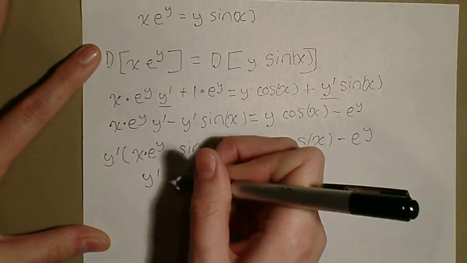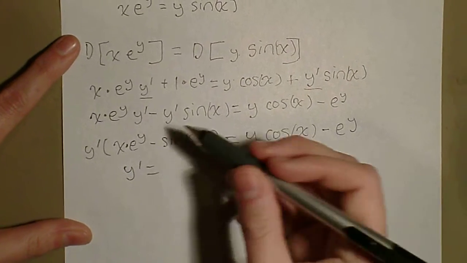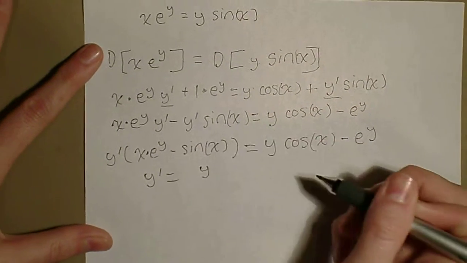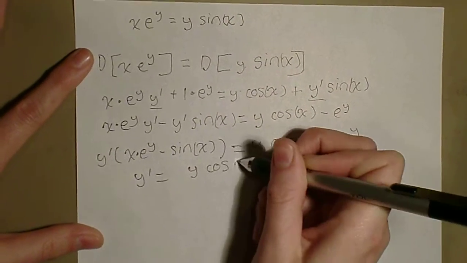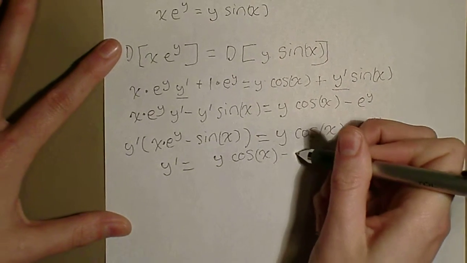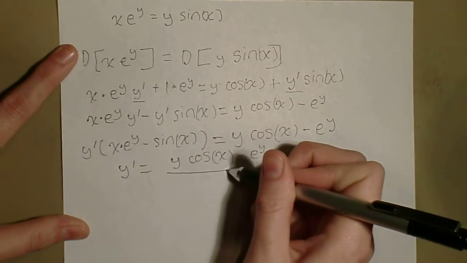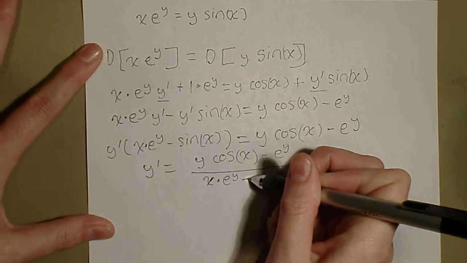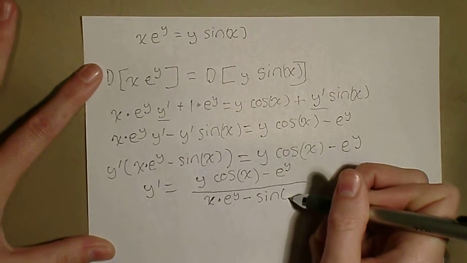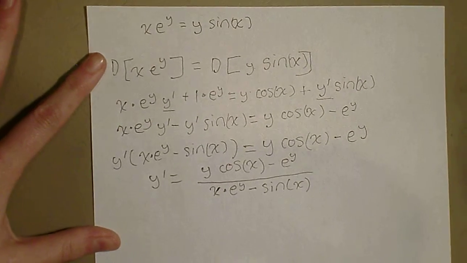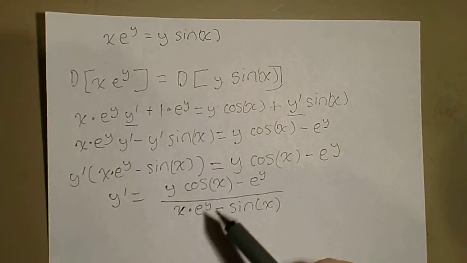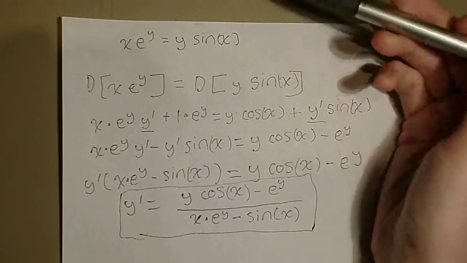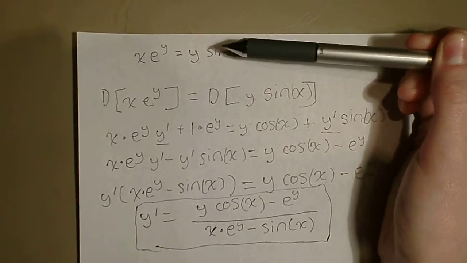So we have y prime equals, now to undo multiplication we divide this to the other side. So we have y cosine of x minus e to the y divided by x times e to the y minus sine of x, and that's the answer. That's the derivative of x e to the y equals y sine of x.